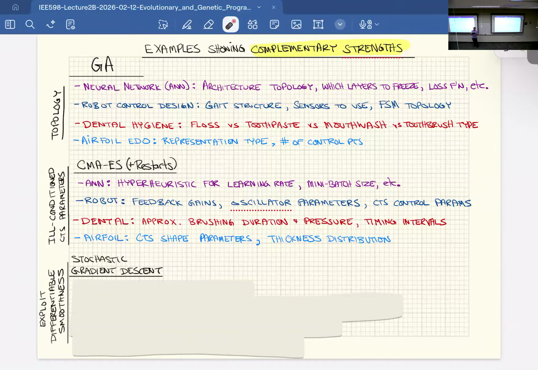The dental thing: approximate how long you should brush, how much pressure to apply, these different timing intervals, for how long to floss and things like that. Airfoil, again, shape parameters. These all have to be continuous. The thickness distribution of the airfoil is something that can be perturbed continuously. So it might be good for CMA-ES.